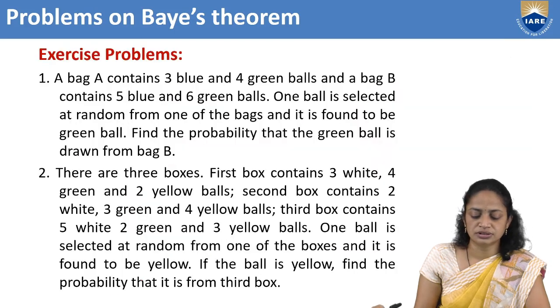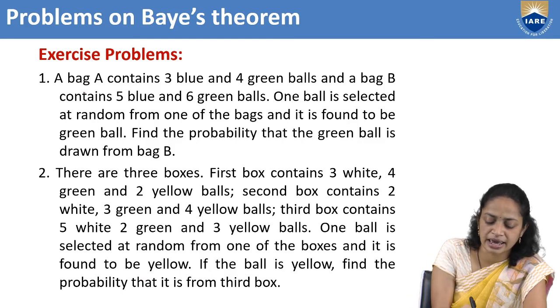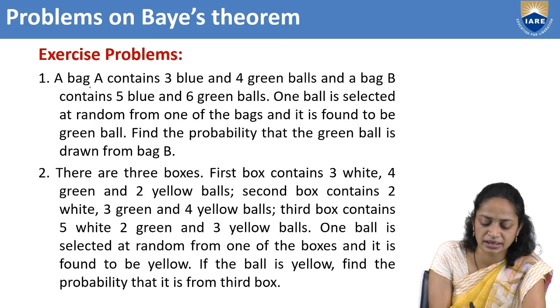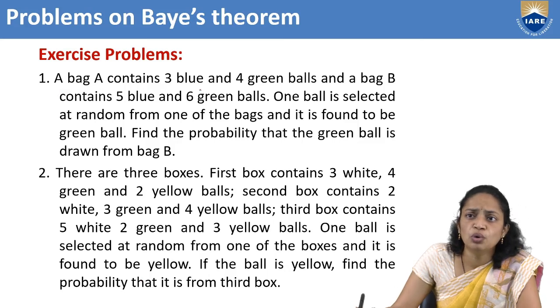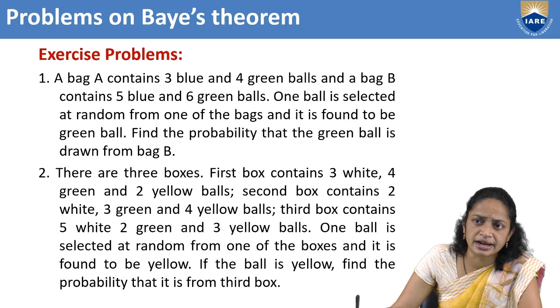Okay. So now exercise problems. The first question is, bag A contains 3 blue and 4 green balls, and bag B contains 5 blue and 6 green balls. One ball is selected at random from one of the bags and it is found to be a green ball. Find the probability that the green ball is drawn from bag 2.